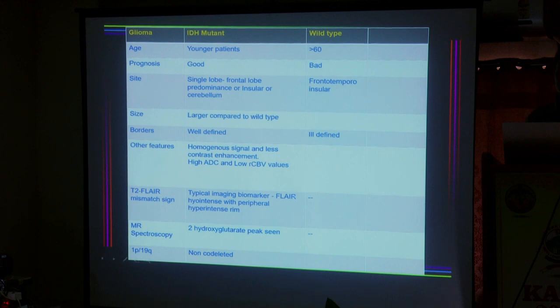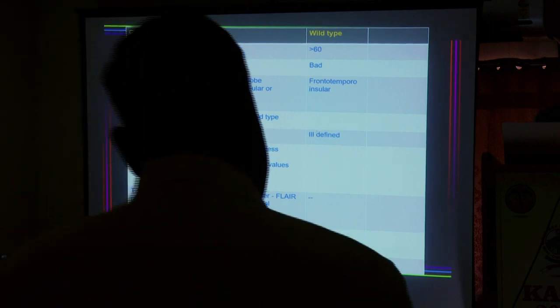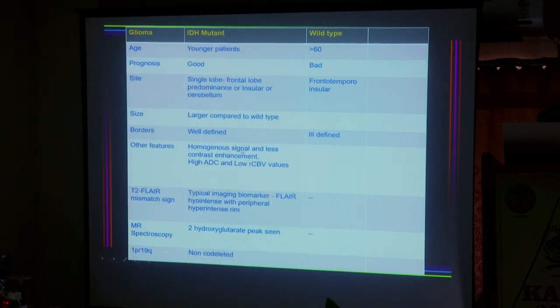exam. So the age, usually the mutant type is less than 40, younger age, the wild type is more than 60 years, good prognosis, bad prognosis. Commonly the mutant is in a single lobe, with frontal lobe predominance or the insula, the cerebellum. The wild type involves the frontotemporoinsular region. The mutant type may be larger, the borders are well defined, whereas in the wild type, the borders are ill defined. So it has a homogeneous signal with less contrast enhancement.